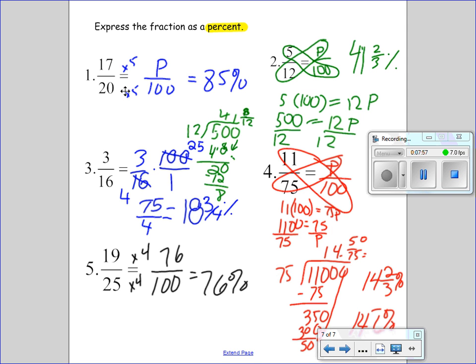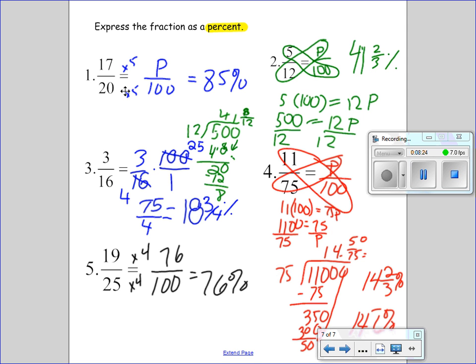And number 3, another student of mine had a different way of solving it. What is 3 out of 16? So you're wanting to know what is 3/16 of 100. So he took 3/16 and multiplied it times 100, then simplified, and ended up with 75 over 4, divided that and got 18 and 3/4.